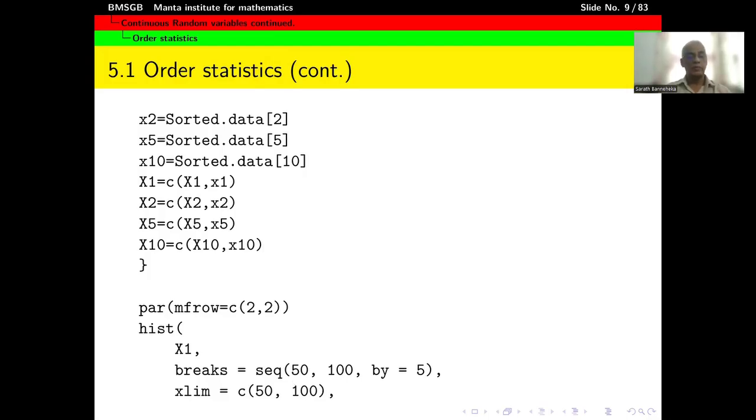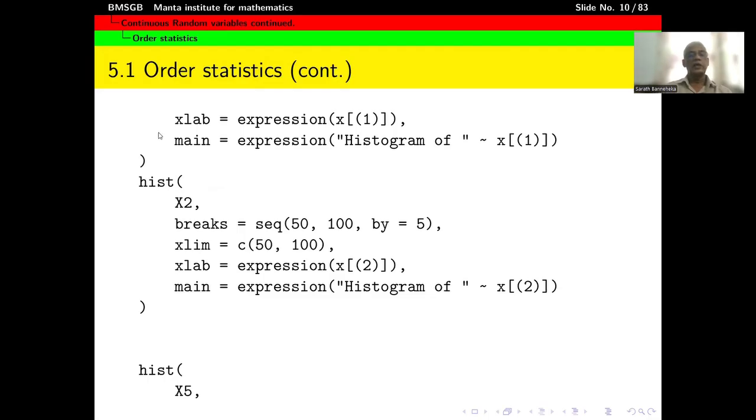Therefore, I'm going to set the breaks of my histogram from 50 to 100, because I know all of these values are going to be somewhere between 50 and 100. Minimum is 50 and maximum is 100. Going by 5, I'm going to say 50, 55, 60, 65, and so on. Those are the breaks. And the limits, I'm going to set to 50 to 100, the xlim of the x-axis, right? Similarly, I'm also going to use some other things, like xlab, right?